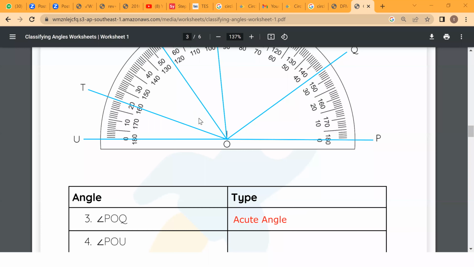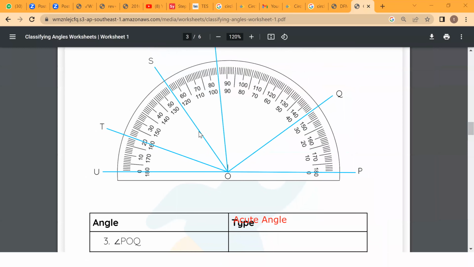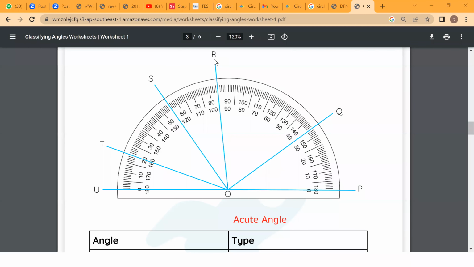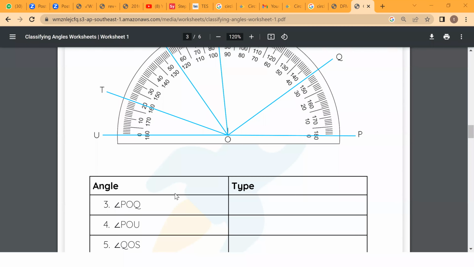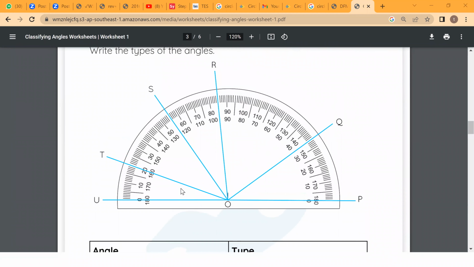Let me move it up some more. All right, so the first one is acute angle. The second one, what did they ask us for? They asked us for POU. Can anyone tell me, does anyone want to try, what is POU? A straight angle. Who said that? Aranique says a straight angle. Do we agree with her? Yes. POU, straight angle. Are y'all just saying yes because that's what it is, or just because she said it?